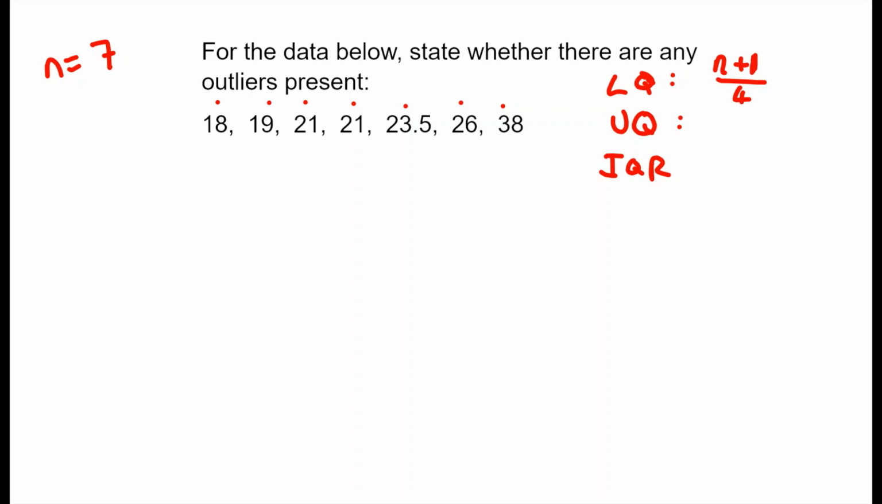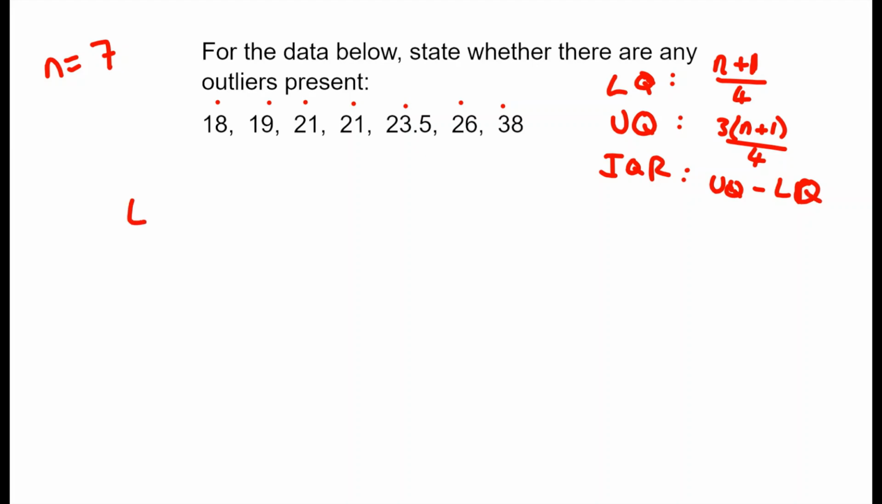Now, similarly, the upper quartile, we take our number of data plus 1, and then we go 3/4 of the way through it. Finally, the interquartile range is your upper quartile subtract your lower quartile.